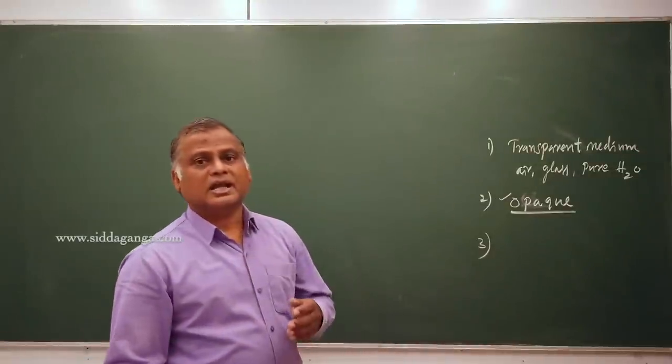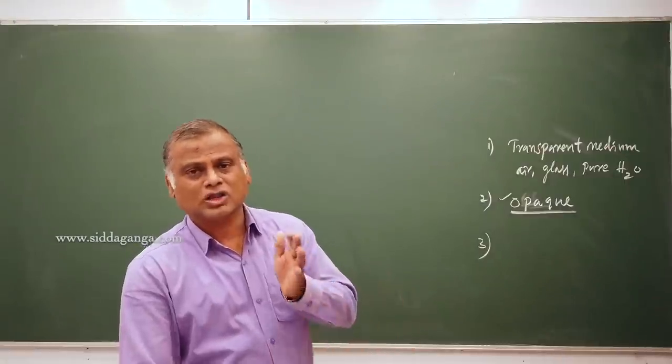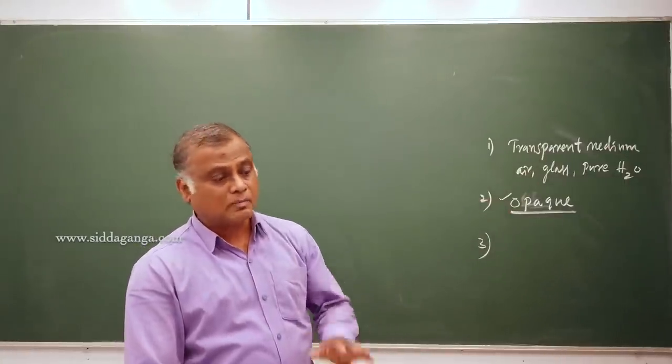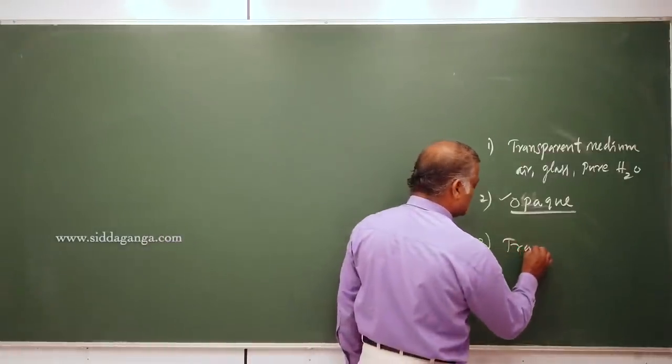Where light can be transmitted partially, when light is incident, not all of the light is entering, only part of the light is transmitted, we call them translucent.